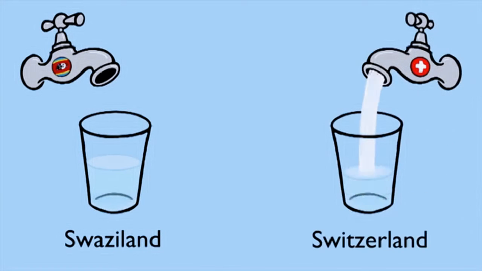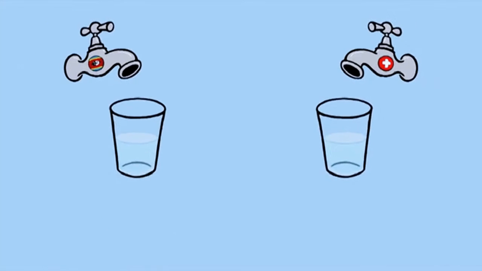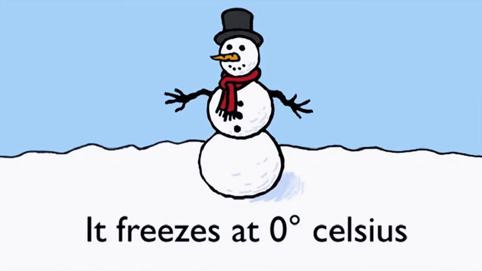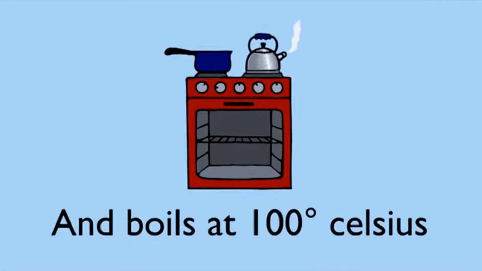If you've ever thought that one type of tap water tastes different to another, you're not wrong. Tap water in different areas may have slight impurities from various metal ions. Water is a liquid at room temperature. It freezes at 0 degrees and boils at 100 degrees at standard pressure.